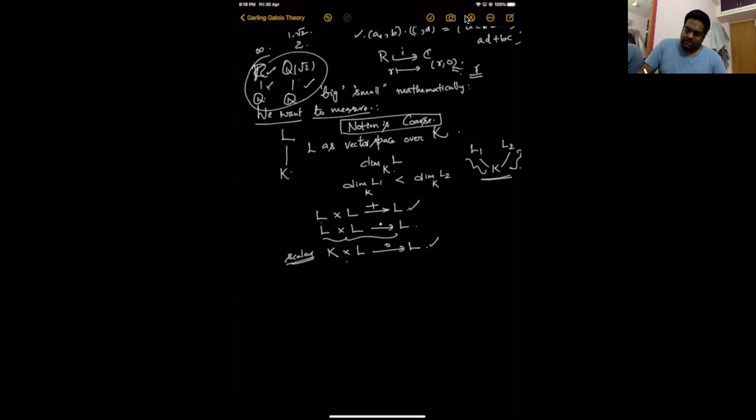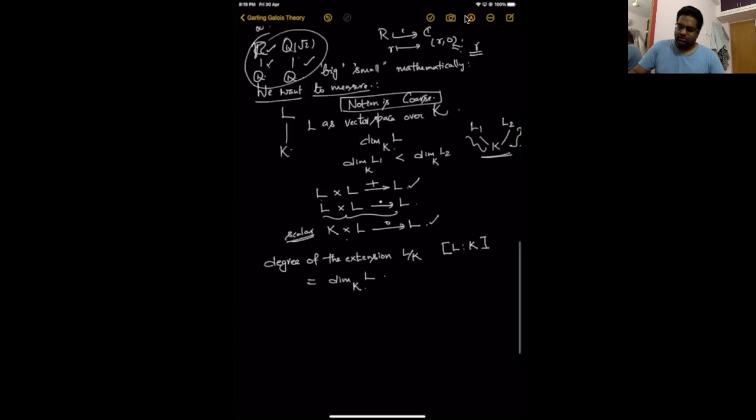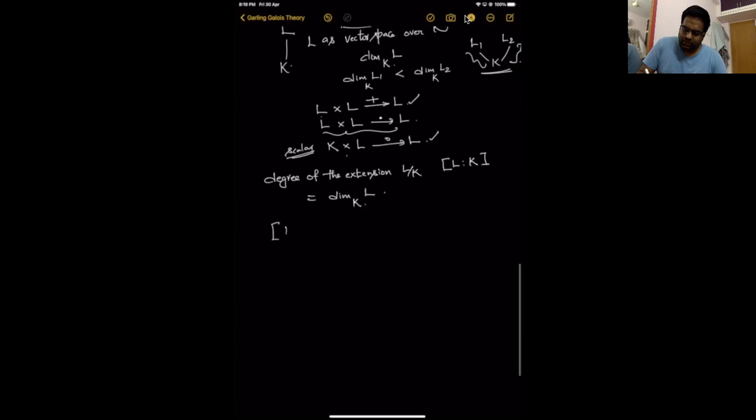Okay. And the degree of the extension L over K is denoted like this, and it is the dimension of the vector space L over the base field K. So you say that the degree of R over Q is equal to infinity, and the degree of Q of square root of 2 over Q is 2.